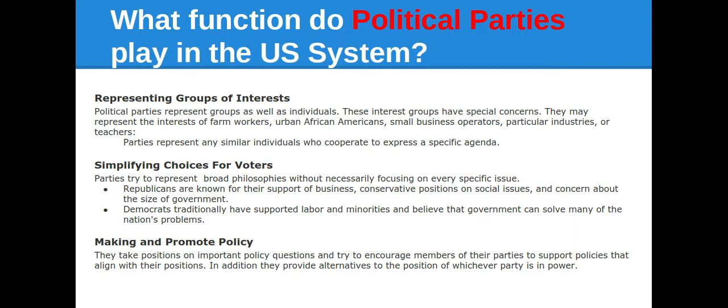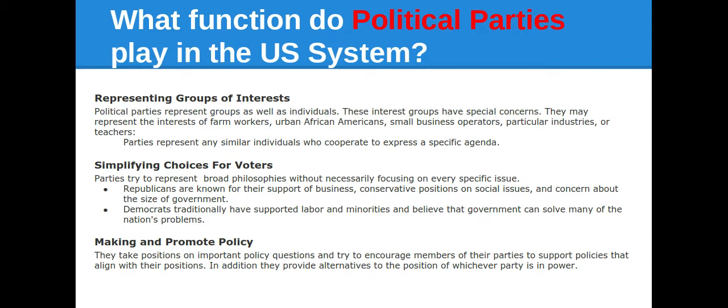There's other reasons as well. Political parties exist to represent the interests of special interest groups. They represent groups as well as individuals. Some interest groups have special concerns. For example, the National Teachers Union is oftentimes represented by the Democratic Party. They are donors to the Democratic Party, and they believe that the Democratic Party will most likely meet what they see as the goal for education, and because of that, they support the Democratic Party.